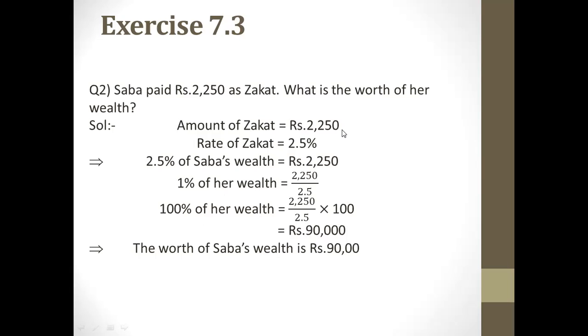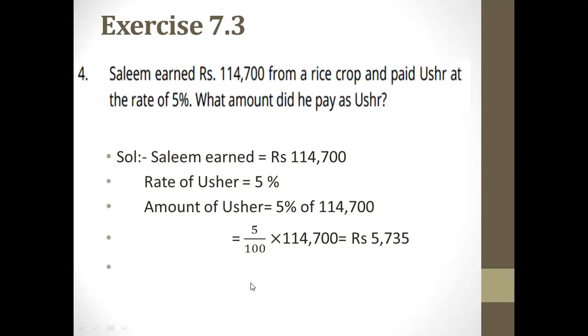Again, the amount of zakat is this much, and the rate of zakat is 2.5%. For 2.5% the wealth is this much. 1% of her wealth is the total amount divided by the zakat percentage. 100% of her wealth is this value multiplied by 100. So you get the total wealth. Number 3 is the same as question number 2, so it is your homework.